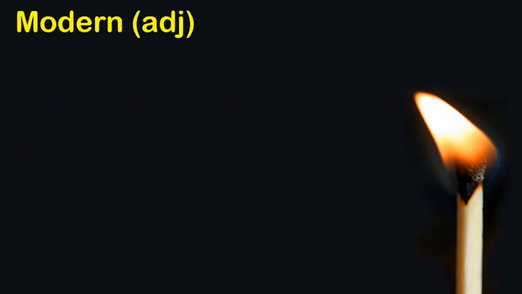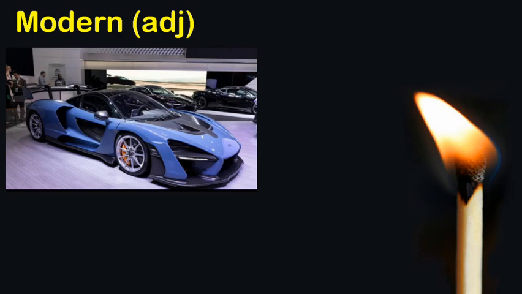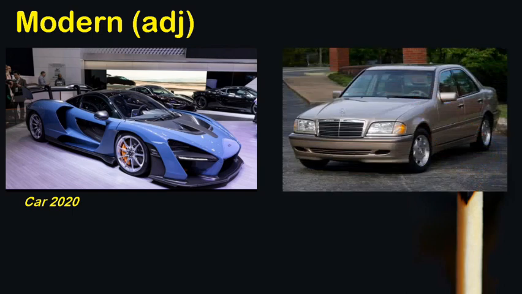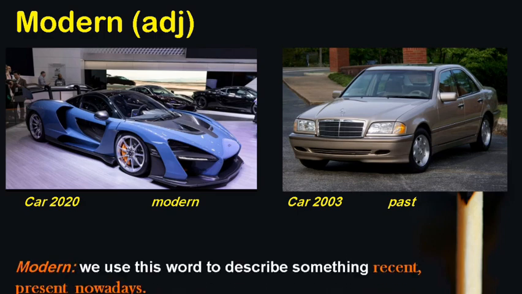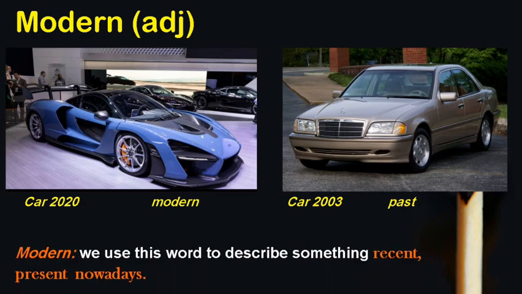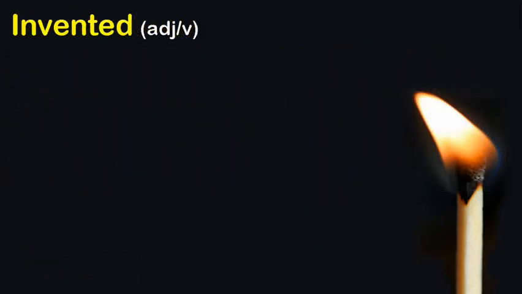The first word, modern. Modern is an adjective. Okay? Please look at these pictures. This is a car of 2020, and this is a car of 2003. The first car is modern, while the second car is past. Okay, modern, we use this word to describe something recent, present, nowadays. We use it or see it nowadays.